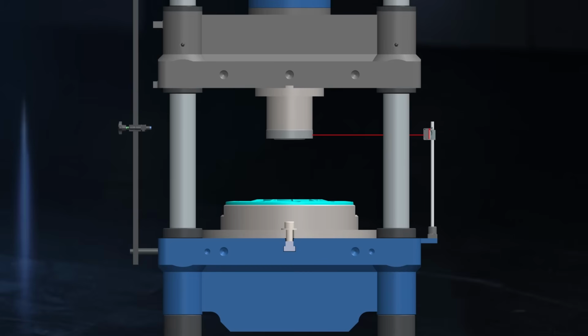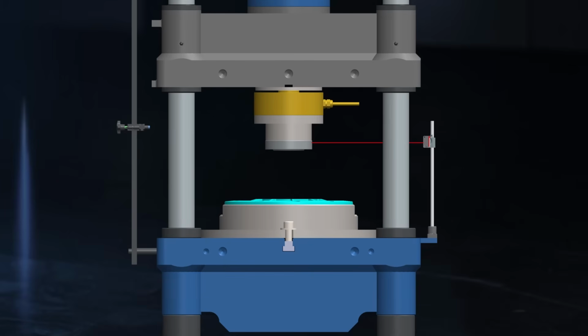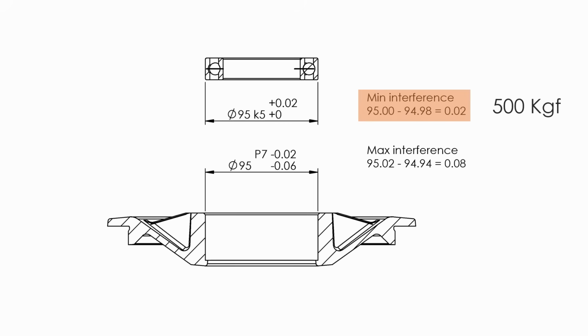We can install a force sensor, usually a load cell, above the pressing tool to measure the pressing force. A load cell measures the static or slow changing force acting on it. Let's say the pressing force for a good fit should be between 500 kgf to 1 ton. That range can be defined by trials or calculation.